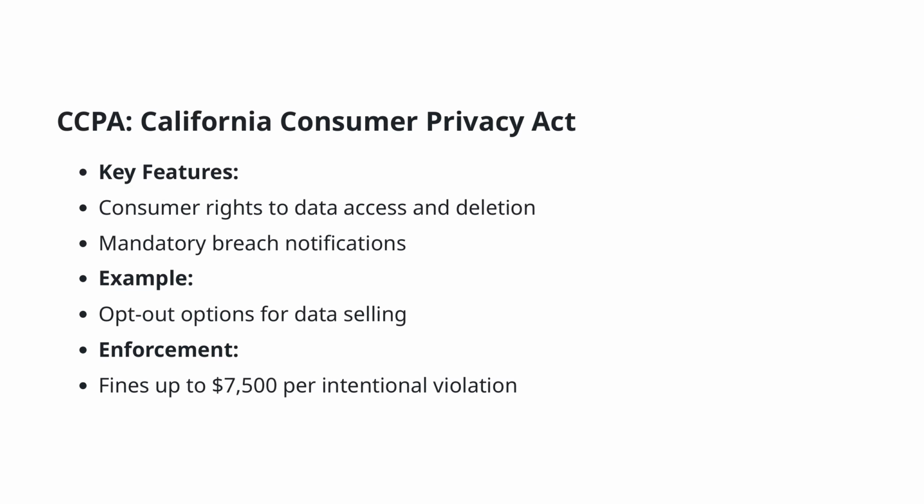The California Consumer Privacy Act, or CCPA, is a significant regulation in data privacy that gives consumers more control over their personal information. Key features include the right for consumers to access and delete their data and the requirement for mandatory breach notifications. As an example, companies must provide opt-out options for data selling. When it comes to enforcement, violations can result in fines up to $7,500 per intentional violation, stressing the importance of compliance for businesses operating in California.